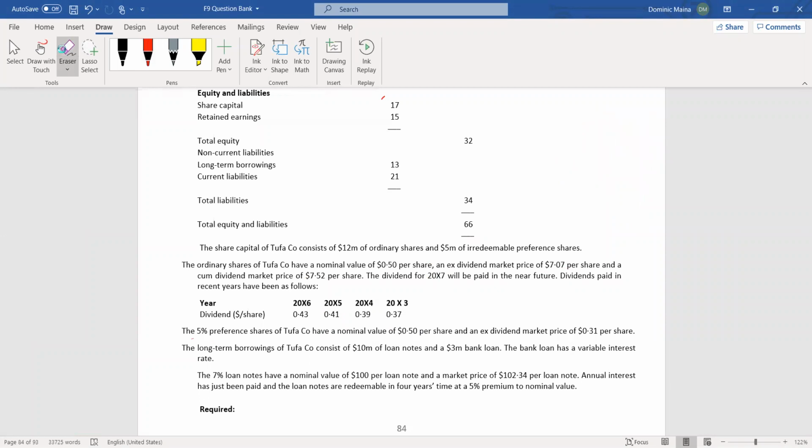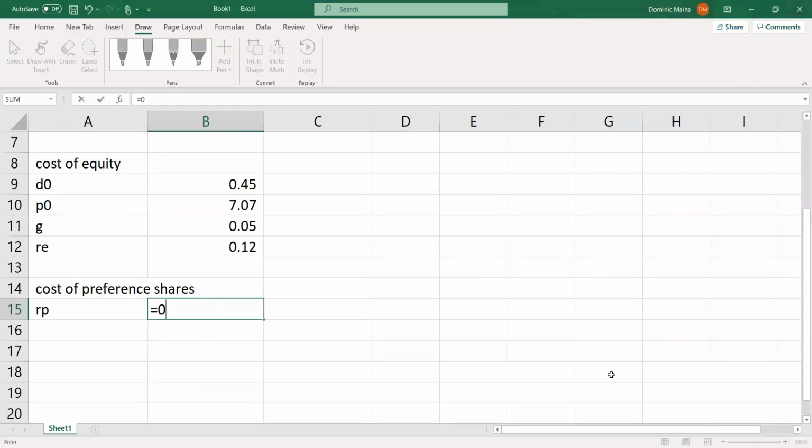Fair enough. I think we can now show that in our Excel. The preferred dividend for this company: 5% is 0.05, times the nominal value, which in this case is 0.5.